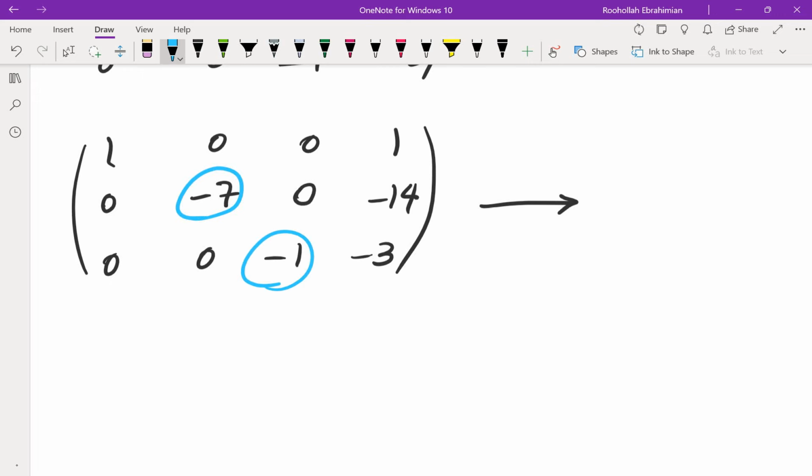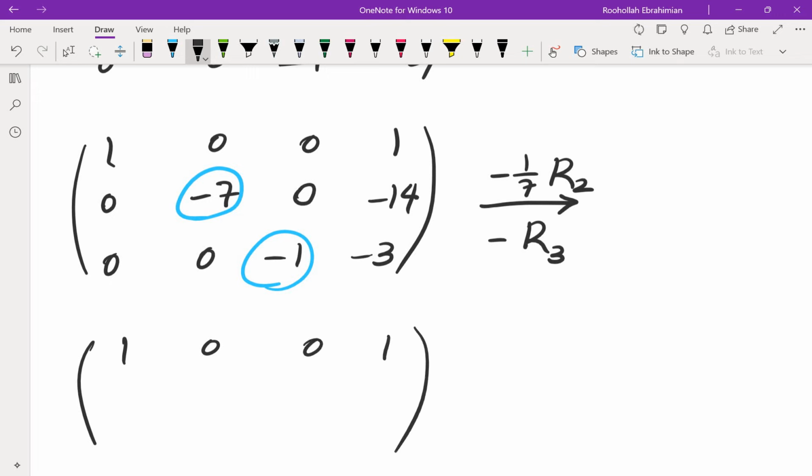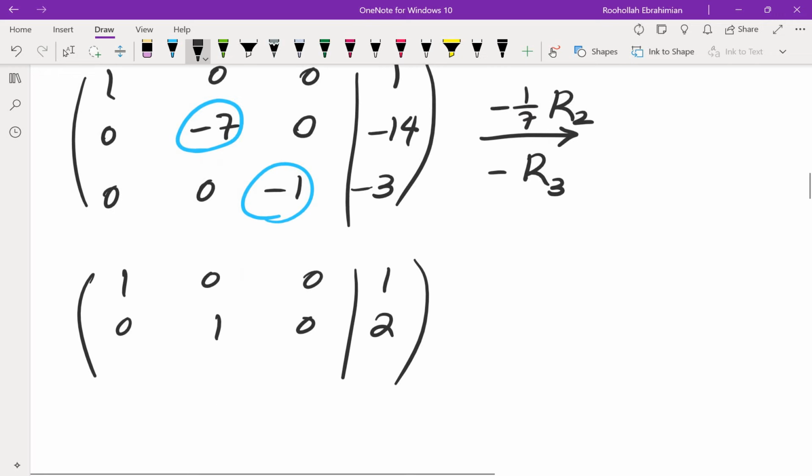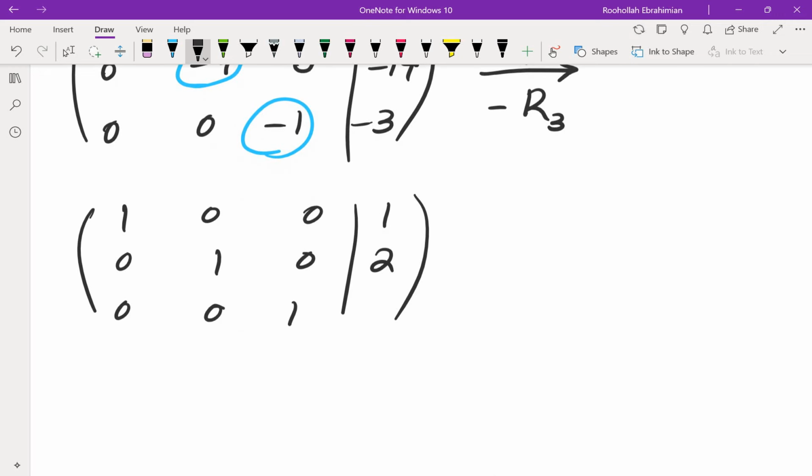rescaling these two rows. So if I multiply the second row by -1/7 and the third row by -1, I would get 1 0 0 1, 0 1 0 2 and 0 0 1 3. So as you see, these are exactly the solutions. So that would just give you x equals 1, y equals 2, z equals 3. This form is called reduced echelon form.